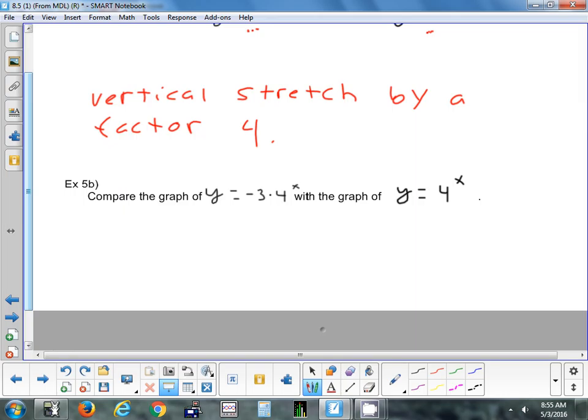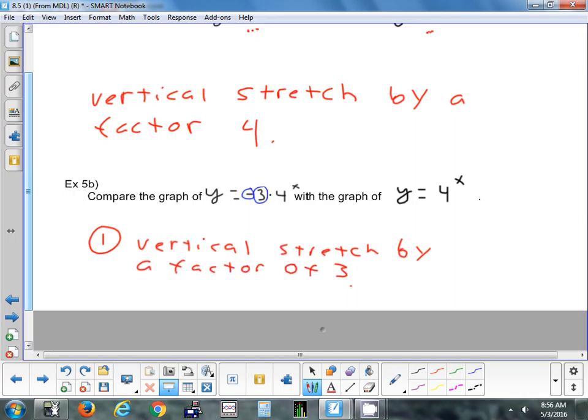Yeah, there's two things happening, right? So Corey picked up on the negative. That's a reflection. And there's a 3. So I got to describe what both the 3 is going to do and what the negative is going to do. They're separate. Okay, who can tell me what's the 3 going to do? Good, you guys getting it? Vertical stretch by a factor of 3. Okay, that's the first thing.